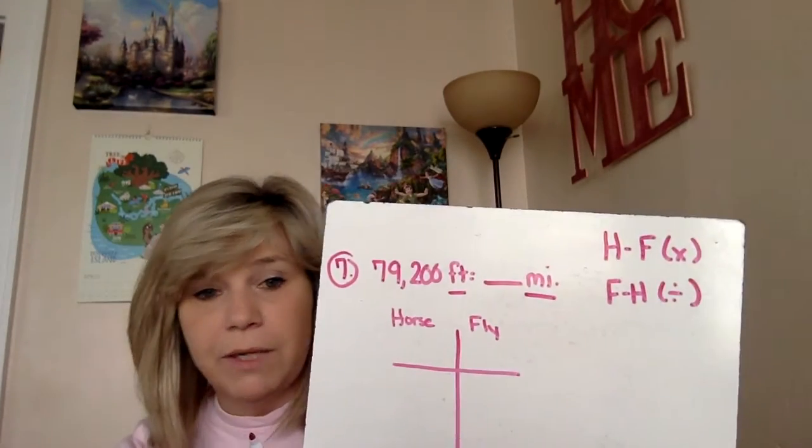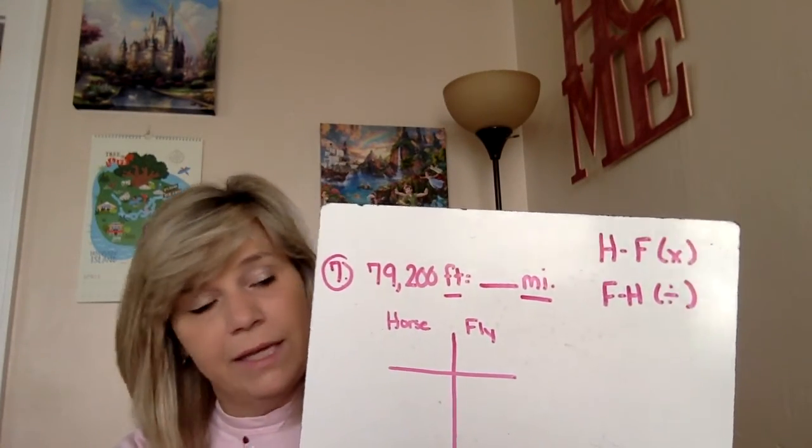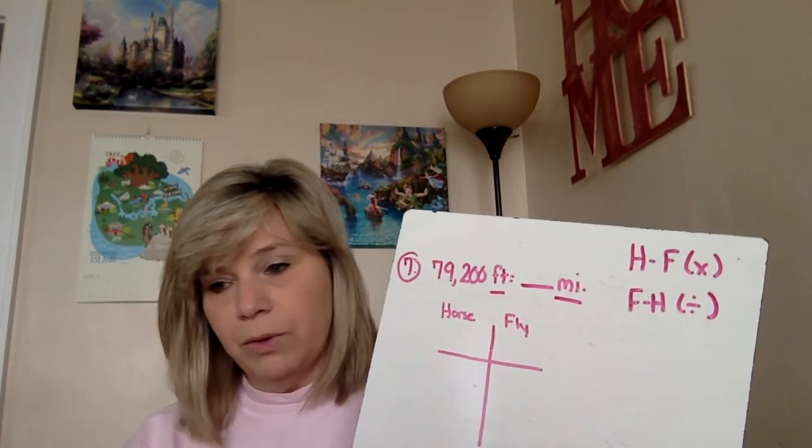We could use it with metric, but I want to teach you the 5th grade way with metric so you'll be ready for next year. So it's just horse and fly chart for the customary. So I'm going to put my horse. I'm going to put my fly. Now as you continue to do these, if you feel confident and you want to just put H for horse, F for fly, that's okay. But again, remember I left room because I'm going to put what I know.